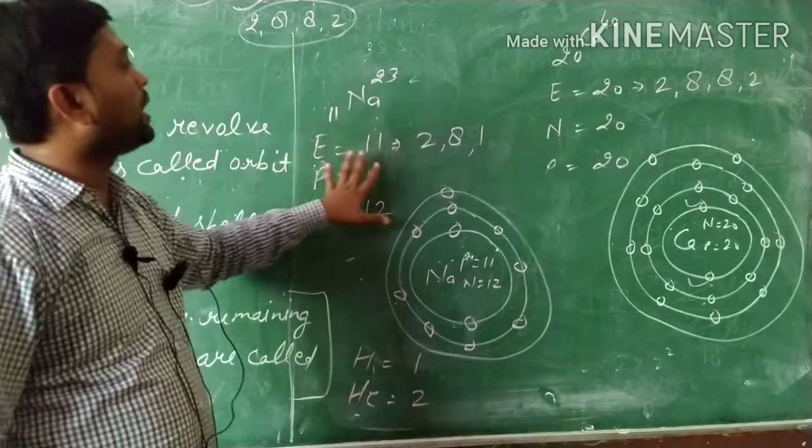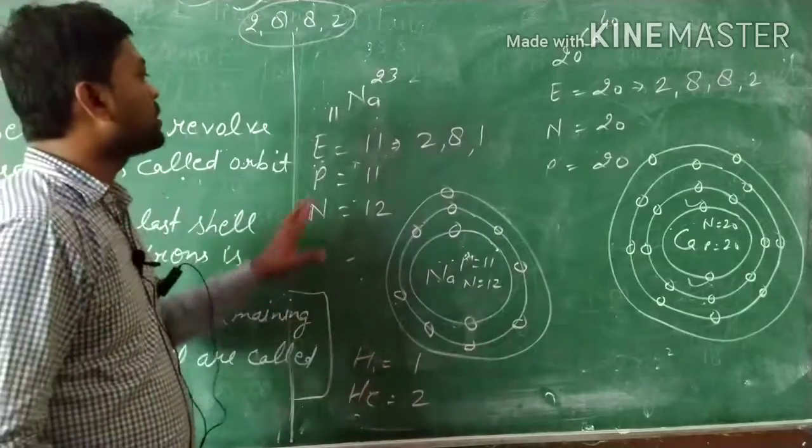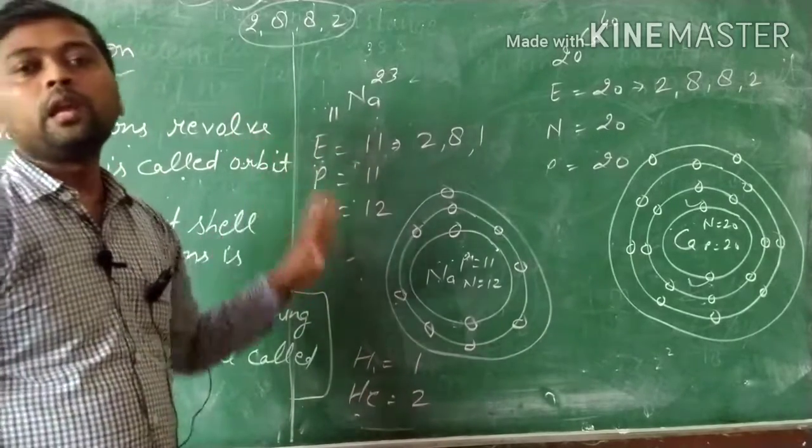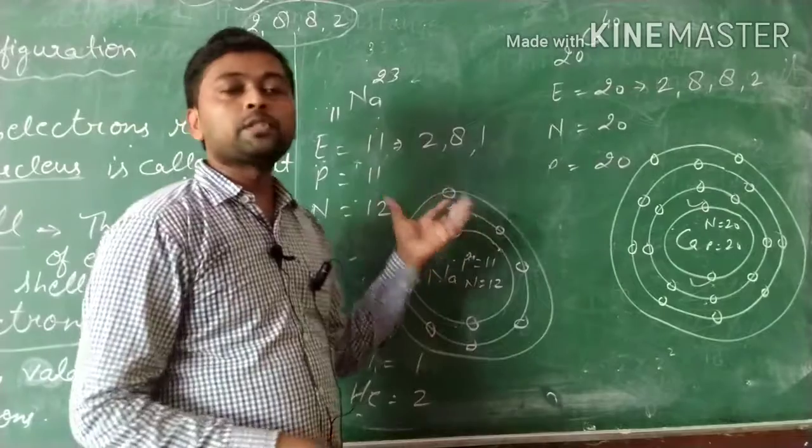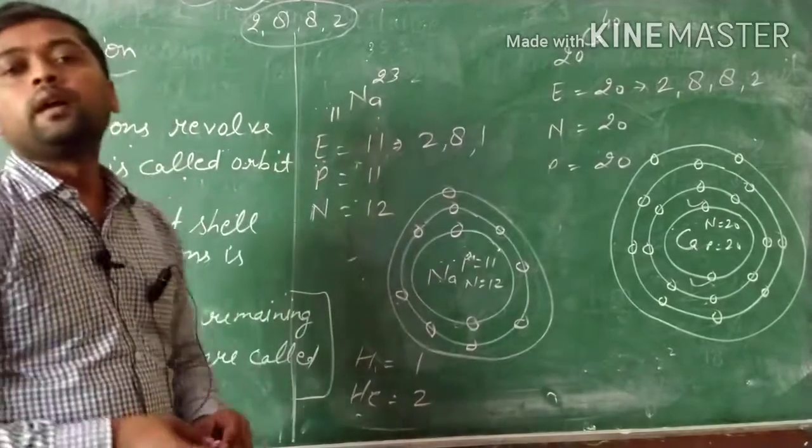You will know the atomic number, then you can draw the electronic configuration, because atomic number is the same as the number of electrons. Clear? You can draw all the electronic configurations.